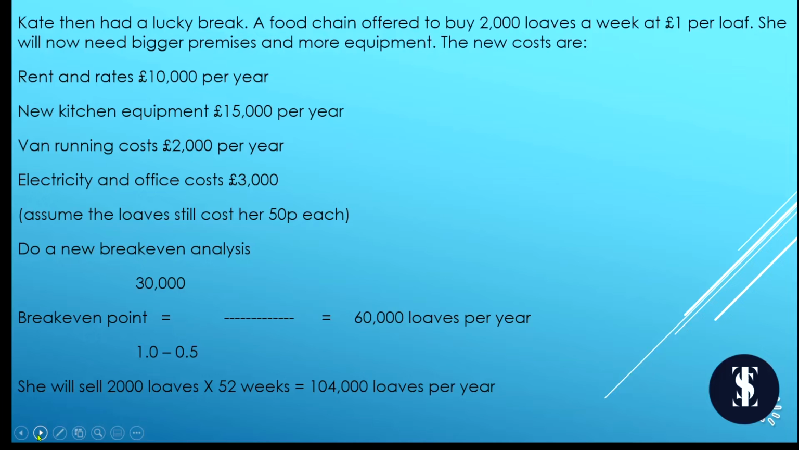10,000 plus 15,000 plus 2,000 plus 3,000, that comes to £30,000. Okay, divided by selling price, which is now £1, minus cost, which is 50p. So 30,000 divided by 0.5 gives you 60,000 loaves per year to break even. So she is selling, remember, 2,000 loaves, and let's say she's doing it 52 weeks a year, so 2,000 times 52 is 104,000 loaves per year.